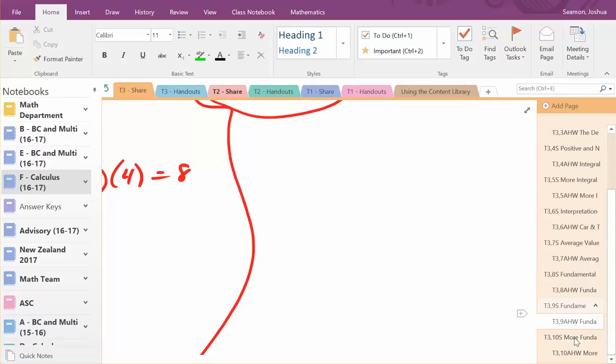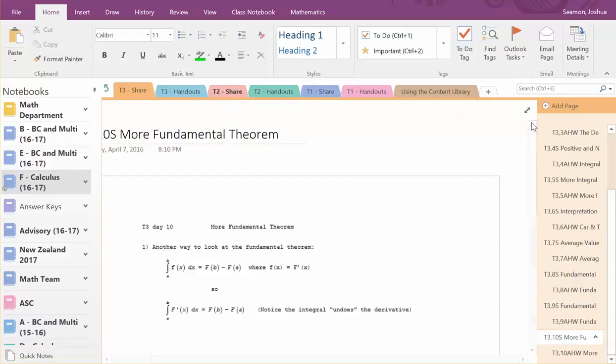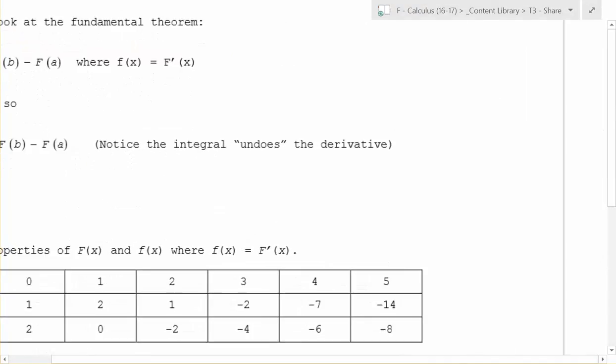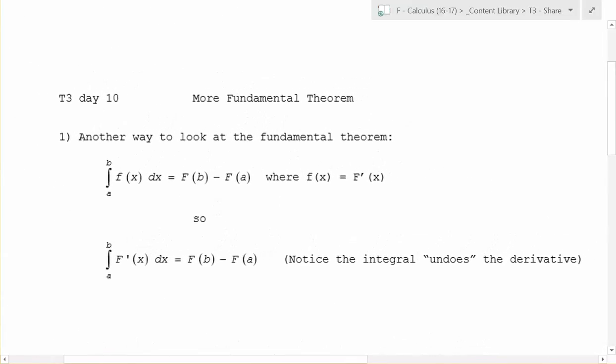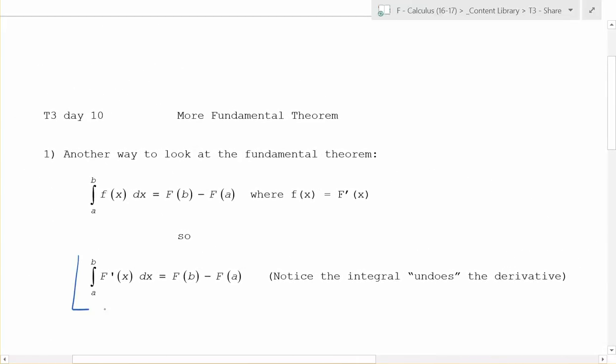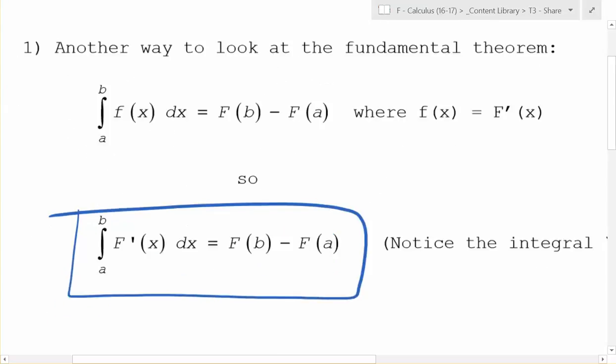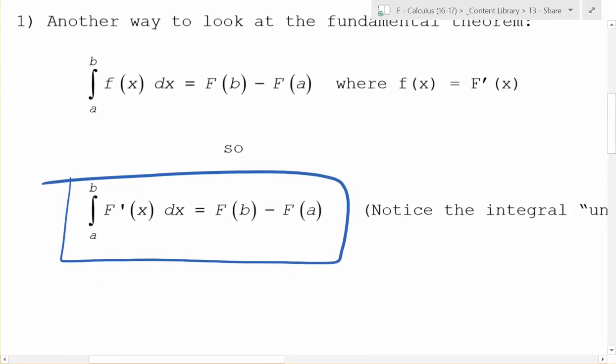Here we go. So, the Fundamental Theorem. This is what you've focused on so far. This is what you've looked at. We were just doing this right here, right? But instead of calling it capital F prime, we were just calling it lowercase f. So it's commonly referred to as lowercase f is equal to capital F prime.